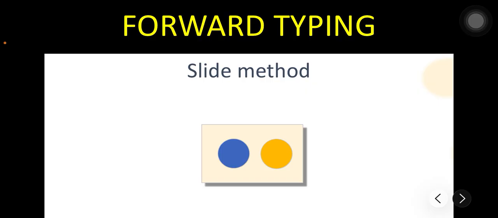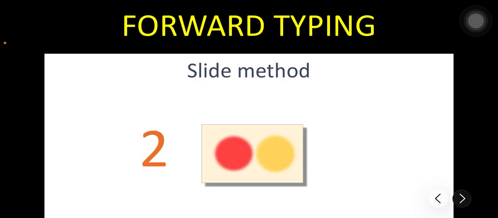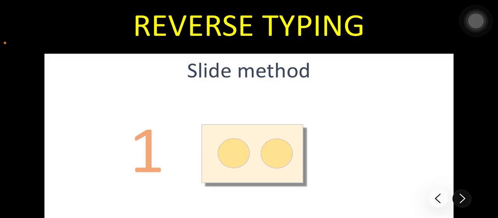So commercial anti-A and anti-B reagents are typically labeled by the manufacturer for use in slide, tube, and microplate testing according to their FDA licensure. In this method, a drop of the patient's blood is mixed with a drop of the appropriate anti-sera on a glass slide or tile. So you place the anti-sera, add the patient's red cells, and then after that, you are going to read the results.